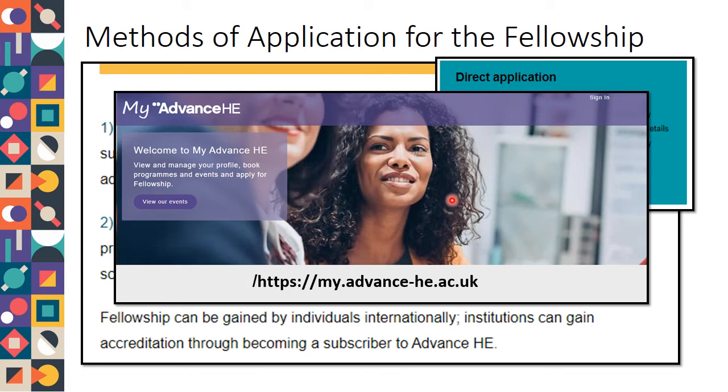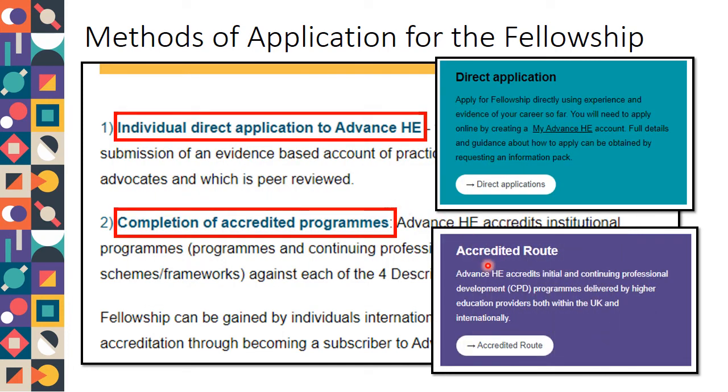After that, you can apply directly. So it is not from the Advanced HE web page, but from this My Advanced HE, because you need to register first, then you apply. The other way is through the program. As I mentioned, some universities collaborate with Advanced HE, so Advanced HE will accredit that specific program, like what happened in our case in our university. Then by registering there, you will be eligible to apply for that fellowship.